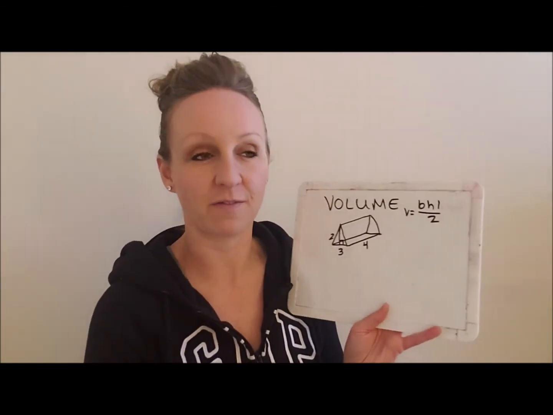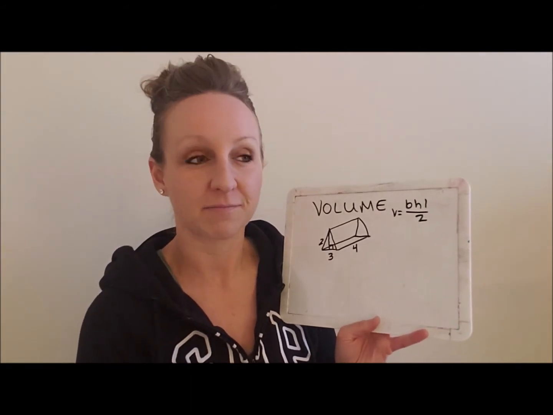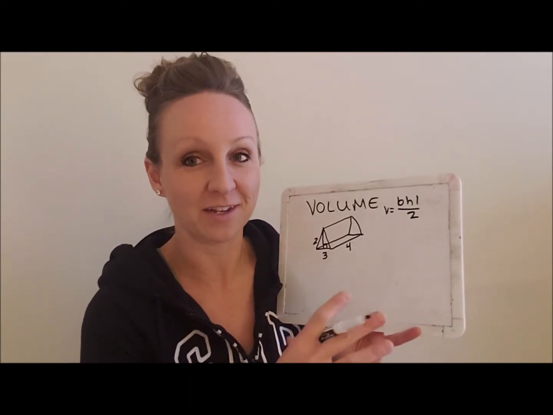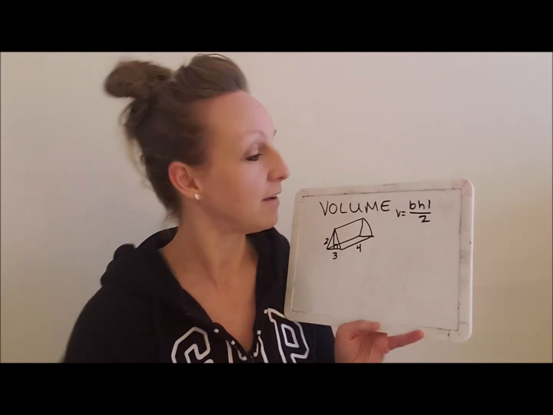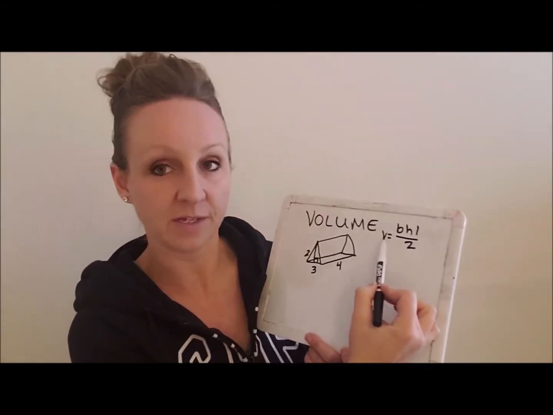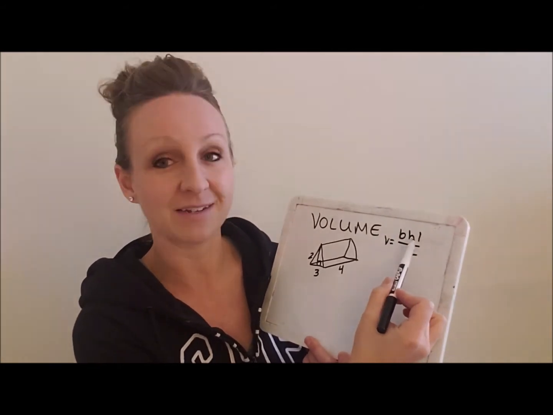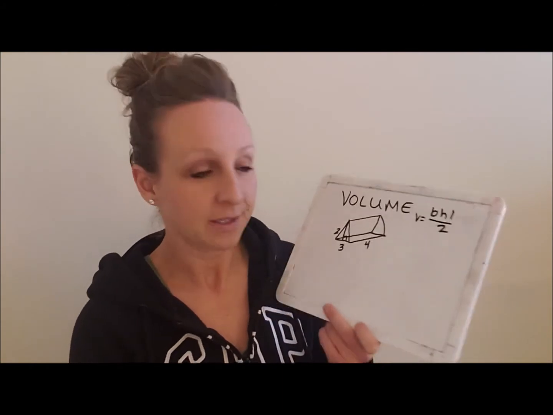Okay, let's take a look at volume. This is the volume of a triangular prism. Imagine a 3D triangle, a triangle that, like an accordion, has just expanded. So here's our formula. I think you guys can see this. V stands for volume. Volume equals BHL, base times height times length, divided by 2.